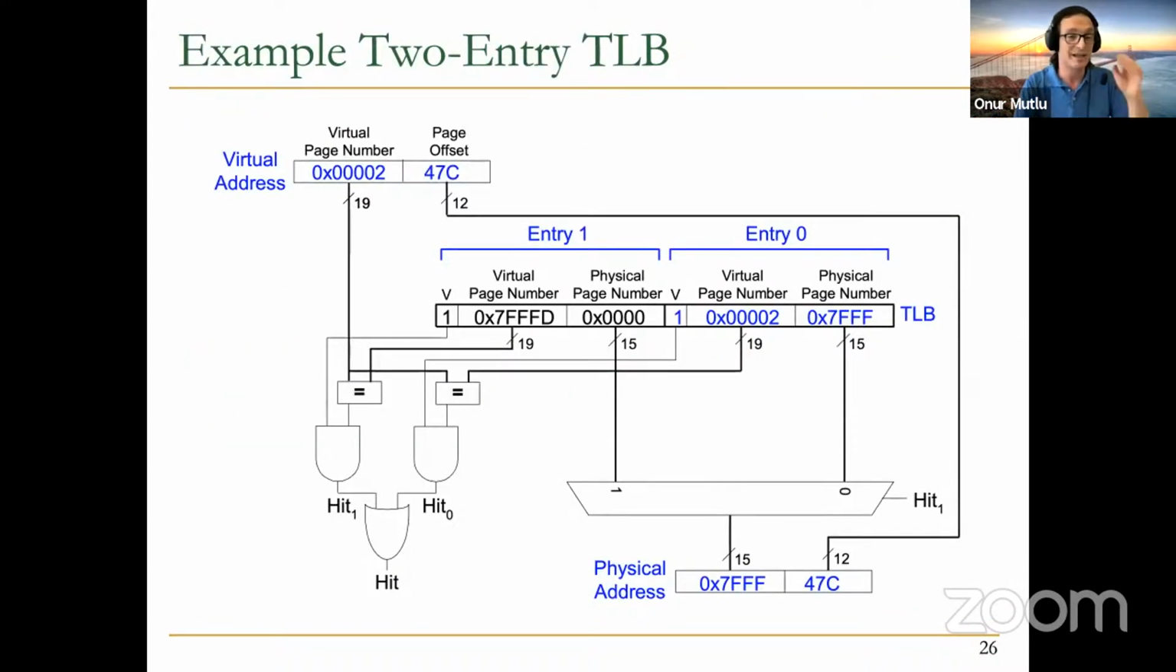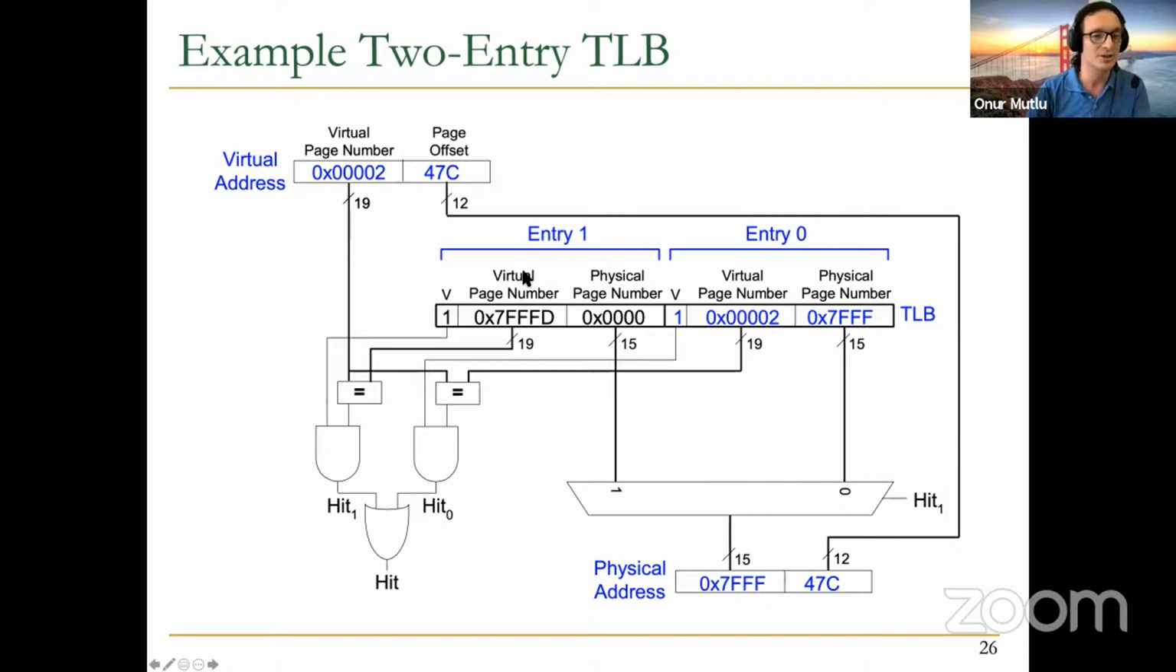And this is an example 2-entry TLB from your book. Basically, it's like a cache. This is a 2-entry cache, 2-way associative, meaning fully associative. And you can see that it's very simple. What do you do? Basically, you index it using the virtual page number. And in this case, it's also tagged. There's no index because it's fully associative.